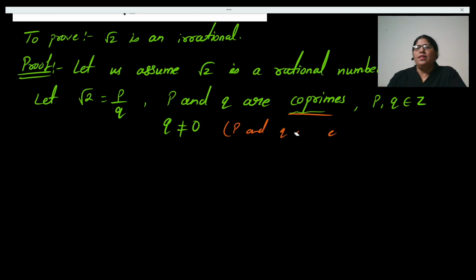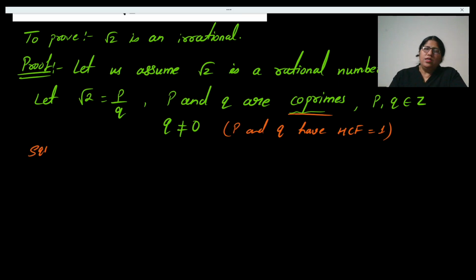So we'll show that there is one more common factor other than one. That means automatically my statement will be contradicted. So p and q have HCF equal to 1, or 1 as their common factor.